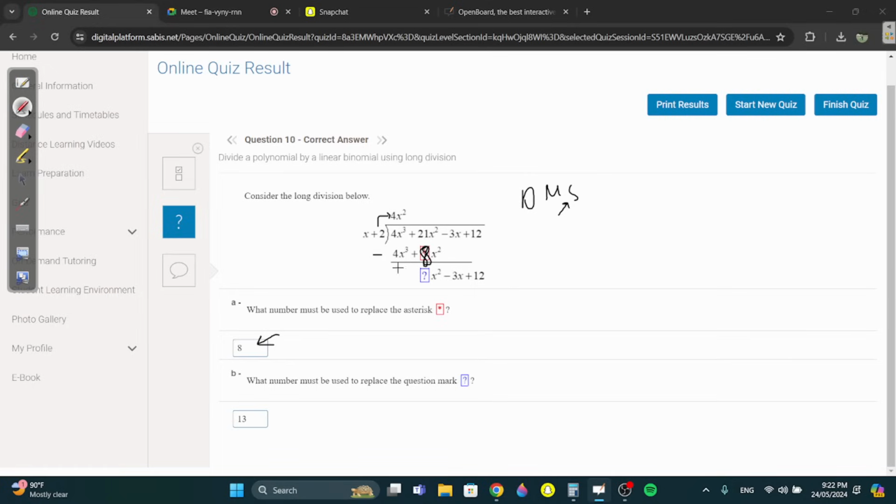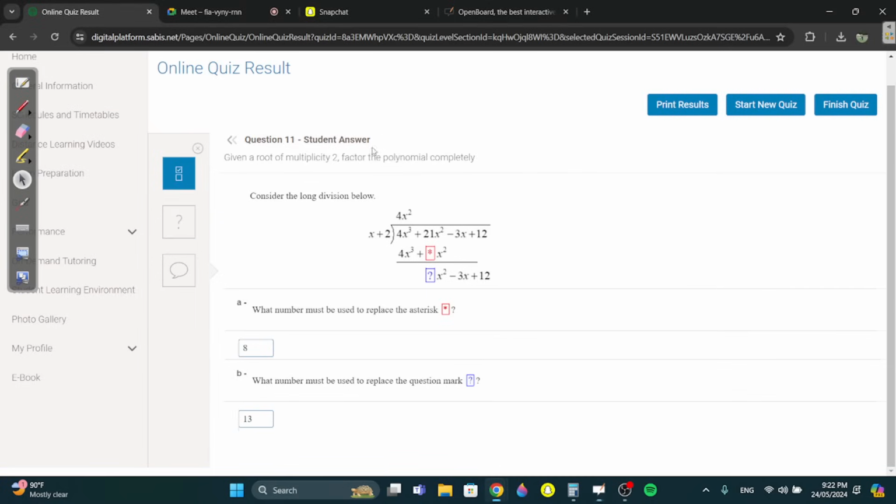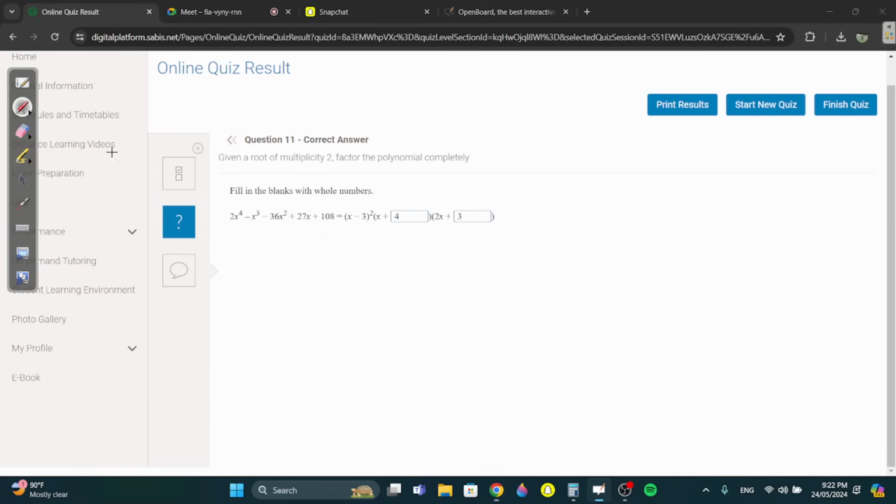So put a minus: 4x cubed minus 4x cubed, 0. 21x squared minus 8x squared, 13x squared. Okay, then they didn't ask you to continue the division. They just want these two numbers. So that's why 8 and 13 will be your answer. Is there any part C here? No, there's no. Okay, question 11.